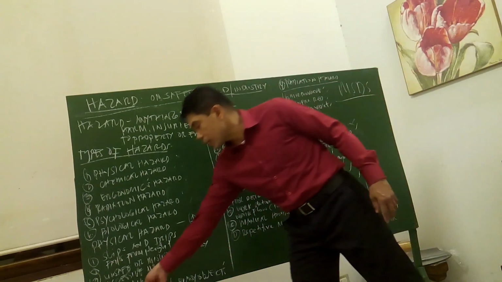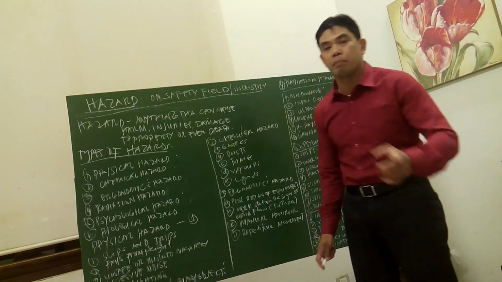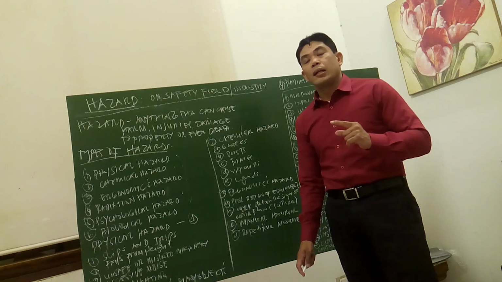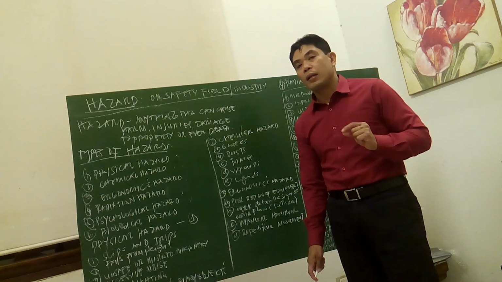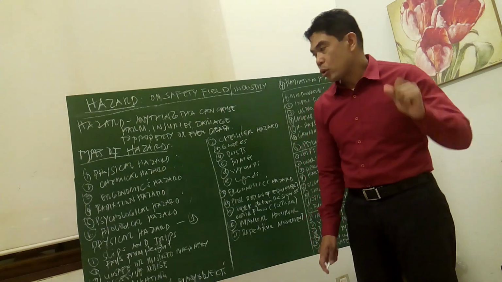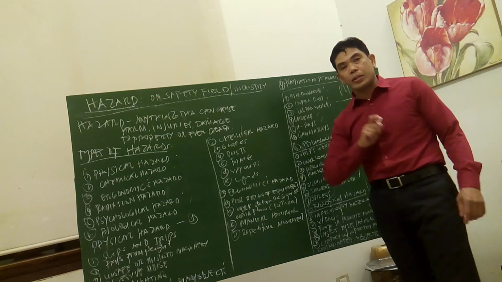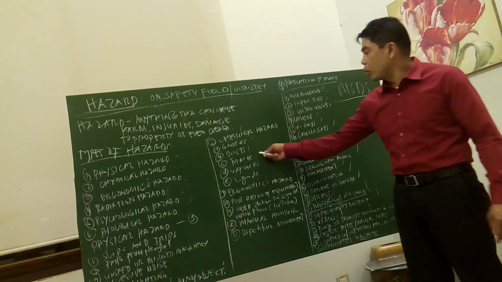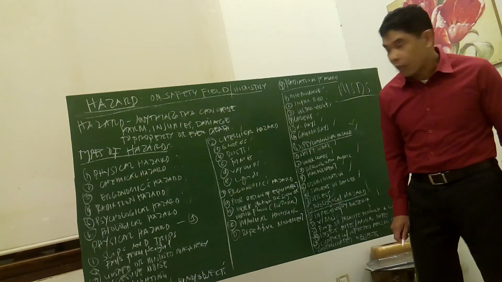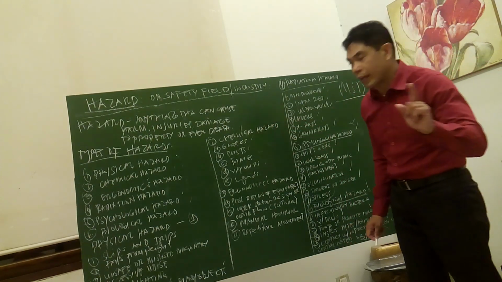And of course, lastly, fire. If you are affected by fire and you get burned, and it leads to fatality, then it will result in death. So that is the physical hazard. Let's go to the chemical hazard. Chemical hazards involve gases, dust, fumes, vapors, and liquids. These are harmful chemicals that affect human health.